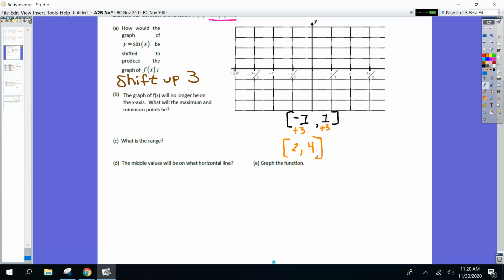Everybody see now. My new minimum equals 2, and my new max equals 4. Does everyone see how I arrived at that point? I took the old ones, -1 and 1, and literally went up 3 spots and got to 2 and 4. So what's our range now? Well, we just did it. Make sure we have brackets when you tell me what the range is. [2, 4].